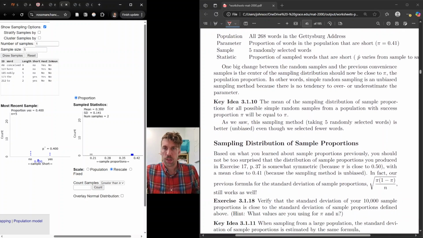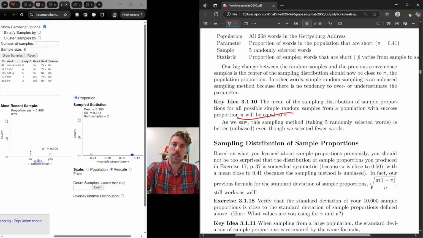The mean of the sampling distribution of sample proportions for all possible simple random samples from a population with success proportion pi will be equal to pi. So that's one of the key ideas from this section. Oh, I can't underline well.